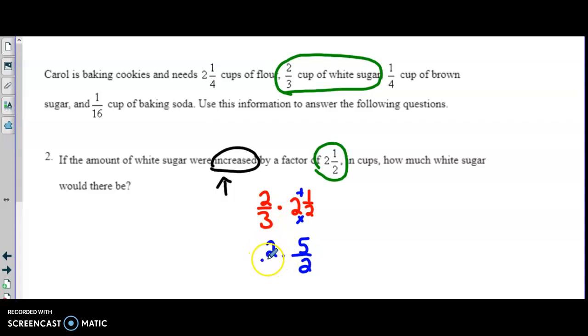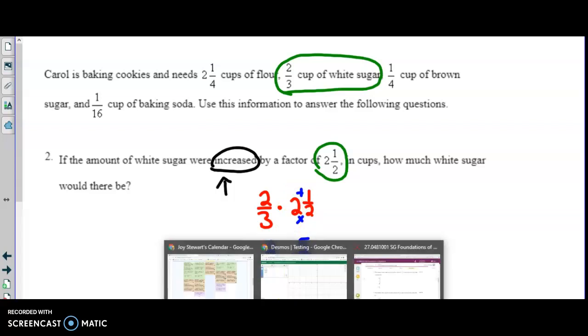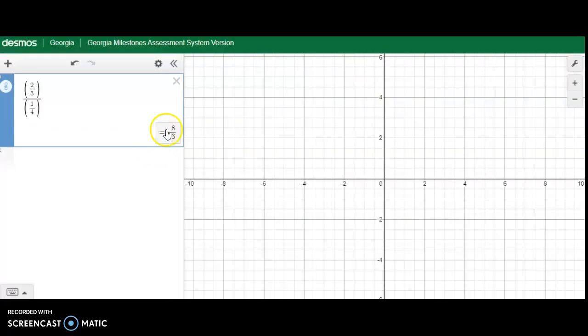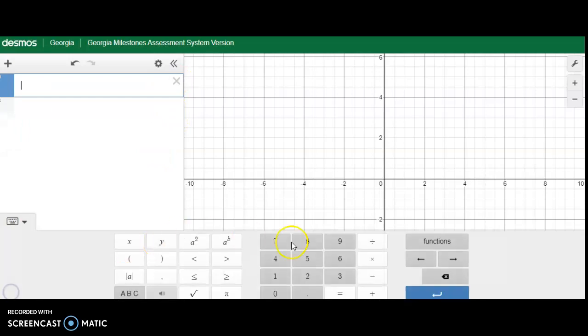We always keep the regular denominator the same. So I can type this in my calculator, and remember, each fraction gets its own parentheses. So I'm going to go to my calculator, and I'm going to type 2/3 times 5/2. So parentheses, 2 divided by 3, close my parentheses, times parentheses, 5 divided by 2, close my parentheses.